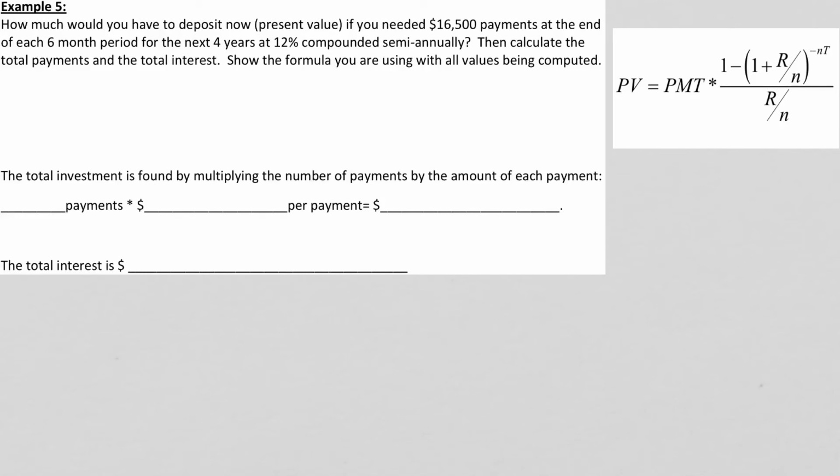Okay, last present value problem. Again, we know this is a present value problem because the payments are made at the end of each 6-month period. So how much do we have to fund the account with now in order to take out that size payment every 6 months for 4 years at 12%? Our present value is equal to our $16,500 payment times 1 minus 1 plus our rate of 12% divided by 6 months, semi-annually, so this is twice a year, to the -2 times 4 years.